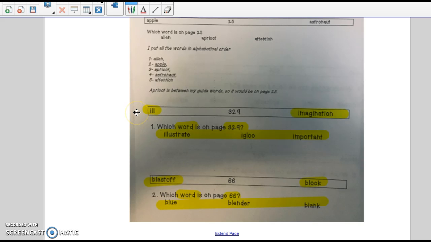Let's take a look at number 1, and we're just going to follow our steps that we had from yesterday. Step 1, remember, was to put all the words in ABC order, including your guide words. And step 2 was to draw your dictionary page. All right, so you should already have that on yours. So we have ill and imagination as our guide words. We have to decide which word is on page 329. Step 1, we're going to put them all in ABC order. We notice we have 5 words that all begin with the letter I.